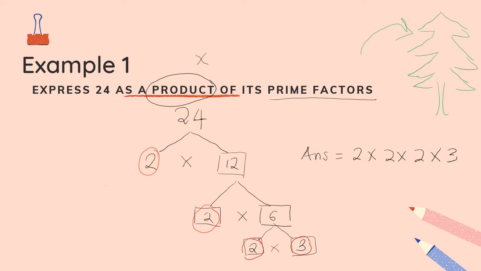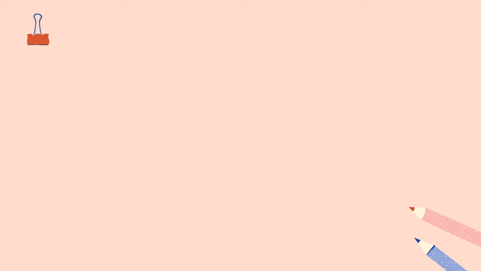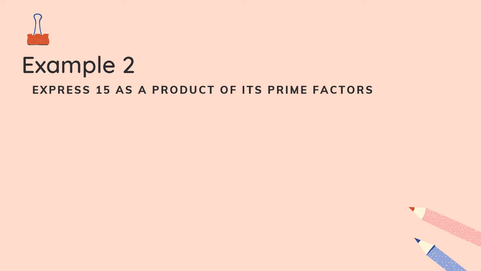So moving on to the next example. Example 2, express 15 as a product of its prime factors. So let's just write down 15 over here. Remember, we want it to look like a Christmas tree. So we first branch it out.